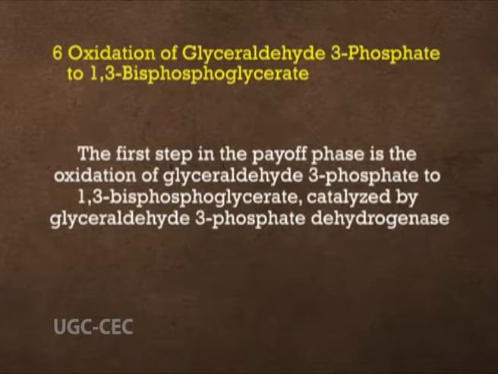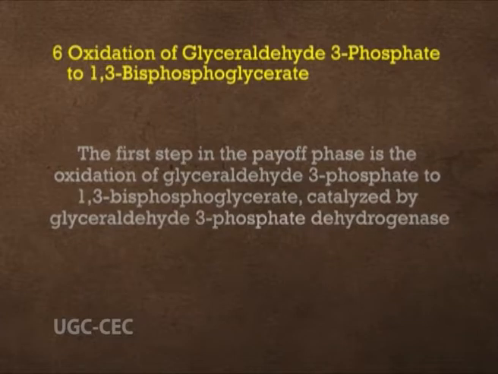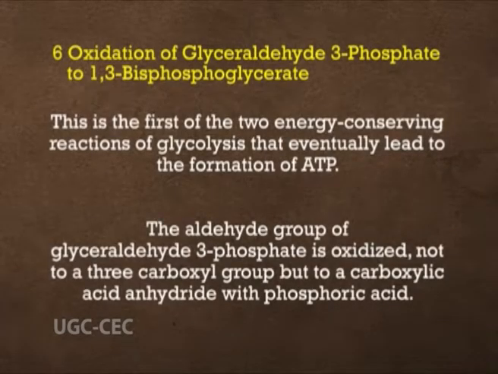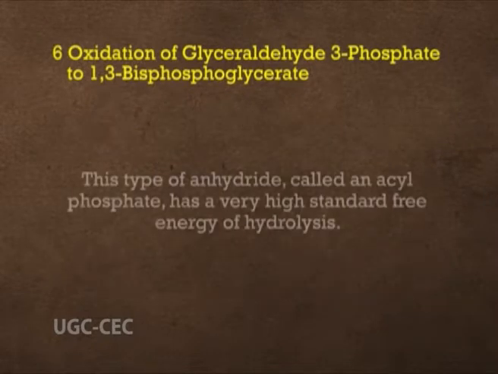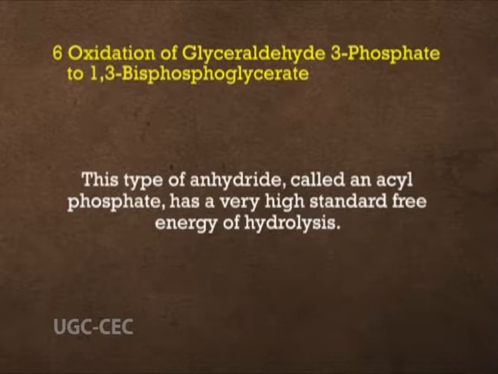The first step in the payoff phase is the oxidation of glyceraldehyde 3-phosphate to 1,3-biphosphoglycerate, catalyzed by glyceraldehyde 3-phosphate dehydrogenase. This is the first of the two energy-conserving reactions of glycolysis that eventually lead to the formation of ATP. The aldehyde group of glyceraldehyde 3-phosphate is oxidized, not to a carboxyl group, but to a carboxylic acid anhydride with phosphoric acid. This type of anhydride, called an acyl phosphate, has a very high standard free energy of hydrolysis.